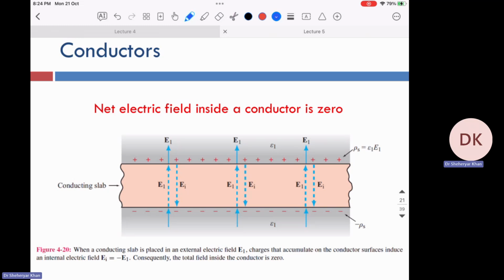You see, that's the shielding, right? So the question is, what is the electric field inside the conductor? So the electric field inside the conductor is zero. So that's your conductor cage.